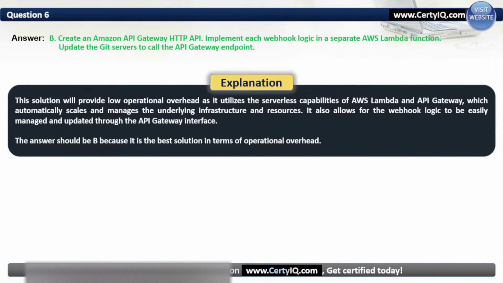This solution will provide low operational overhead as it utilizes the serverless capabilities of AWS Lambda and API Gateway, which automatically scales and manages the underlying infrastructure and resources. It also allows for the webhook logic to be easily managed and updated through the API Gateway interface. The answer should be B because it is the best solution in terms of operational overhead.